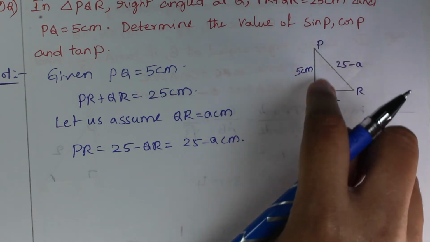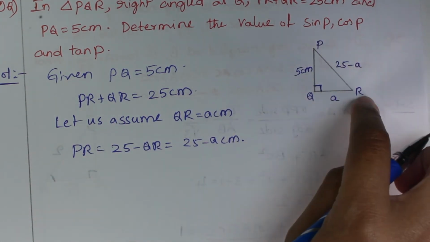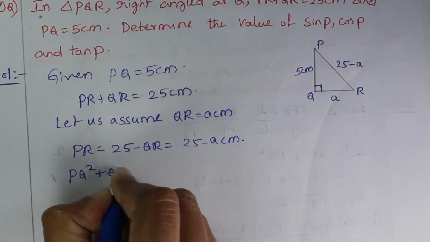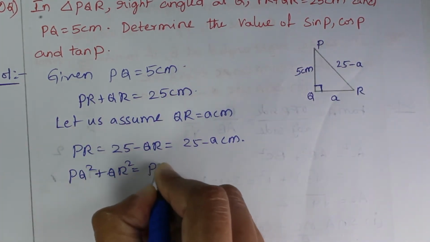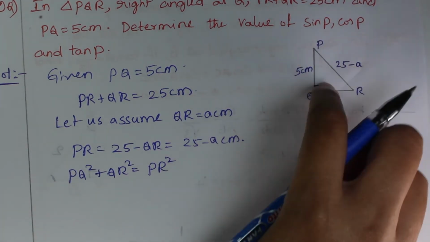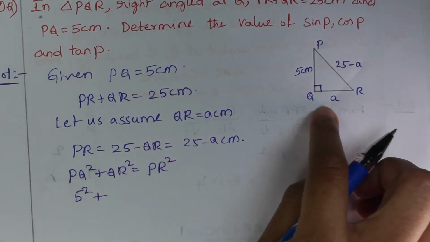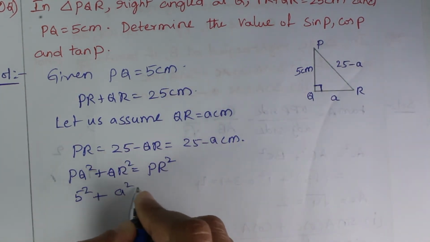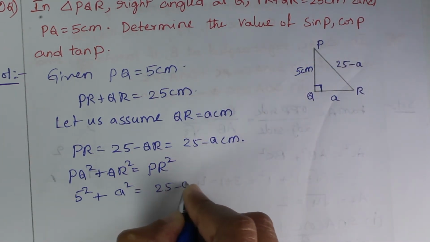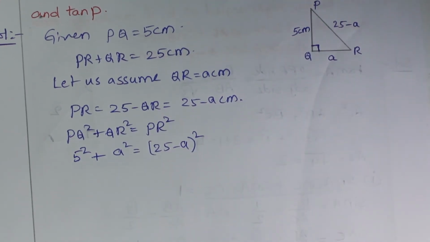So if we apply Pythagoras theorem, PQ square plus QR square is equal to PR square. This is the Pythagoras theorem. So what is PQ? 5 square plus QR, A square, is equal to PR, 25 minus A, whole square. Now we will solve this equation and find the value of A.